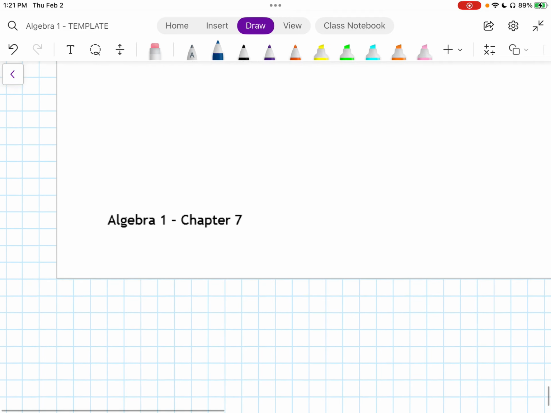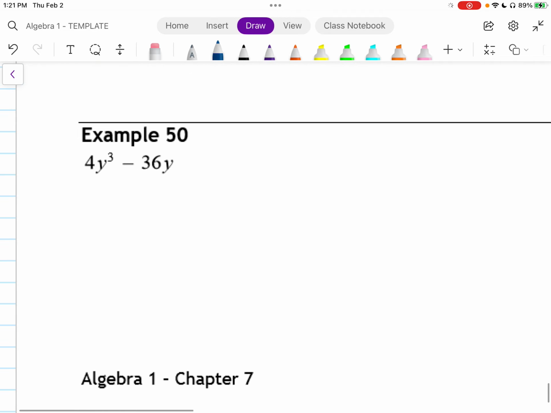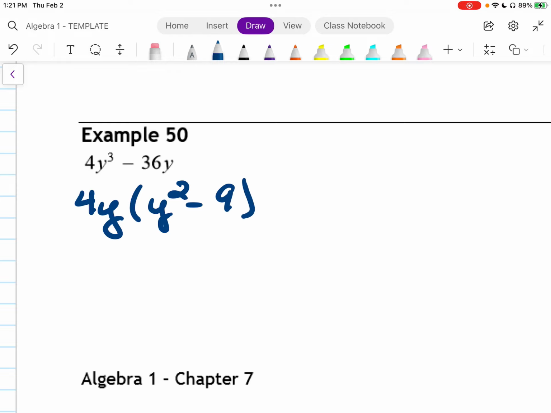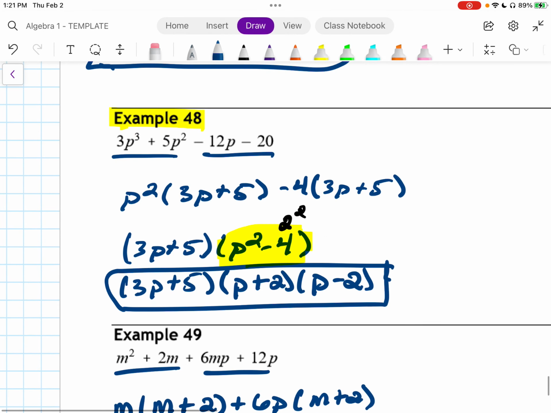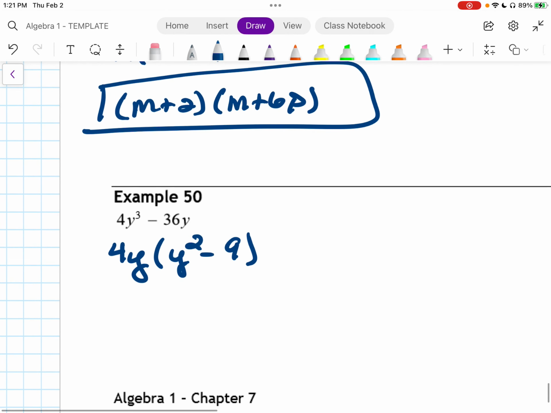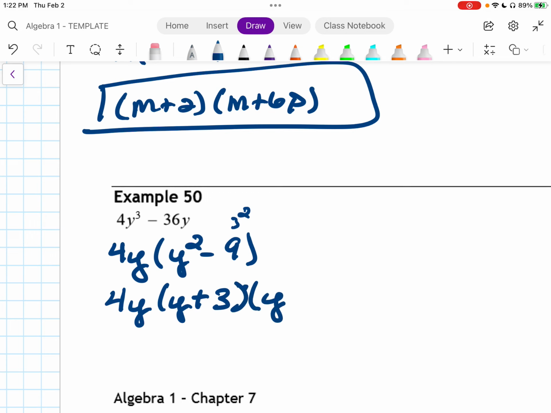Next up, example 50, and it's our last example. This one, we can pull out a 4y right away, 4y, and we're left with y squared minus, what is 36 divided by 4? Is that 9? I think that's 9. And then right here, kind of like in number 48, we want to look and we want to see that difference of 2 squares. 9 is 3 squared. So this will now be 4y, y plus 3, y minus 3.